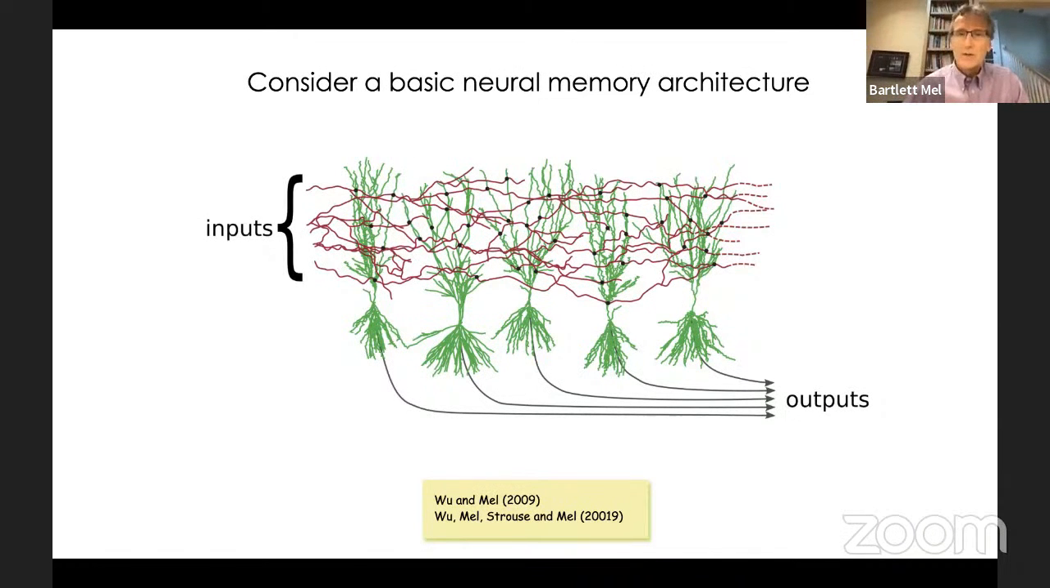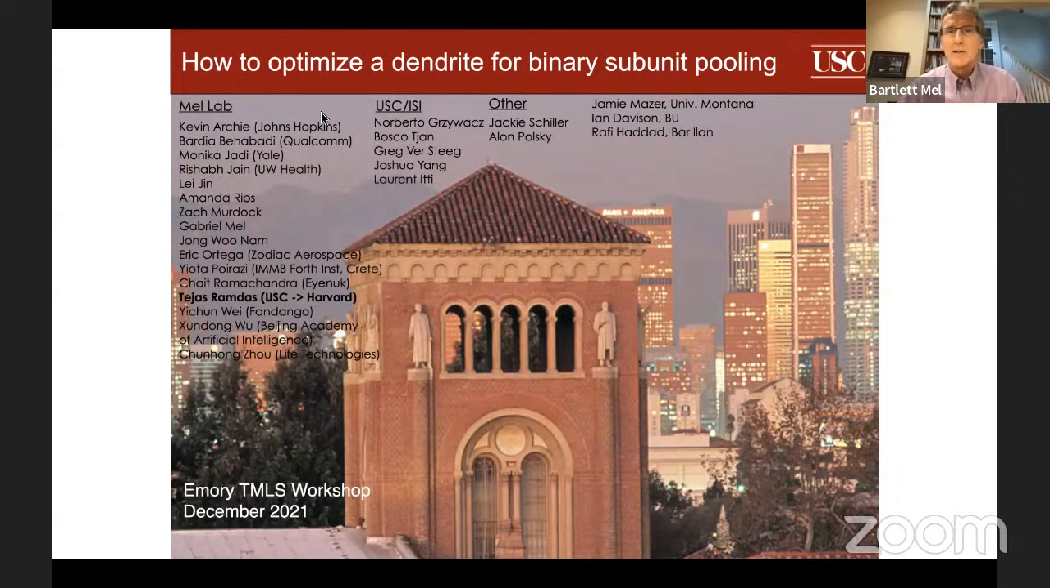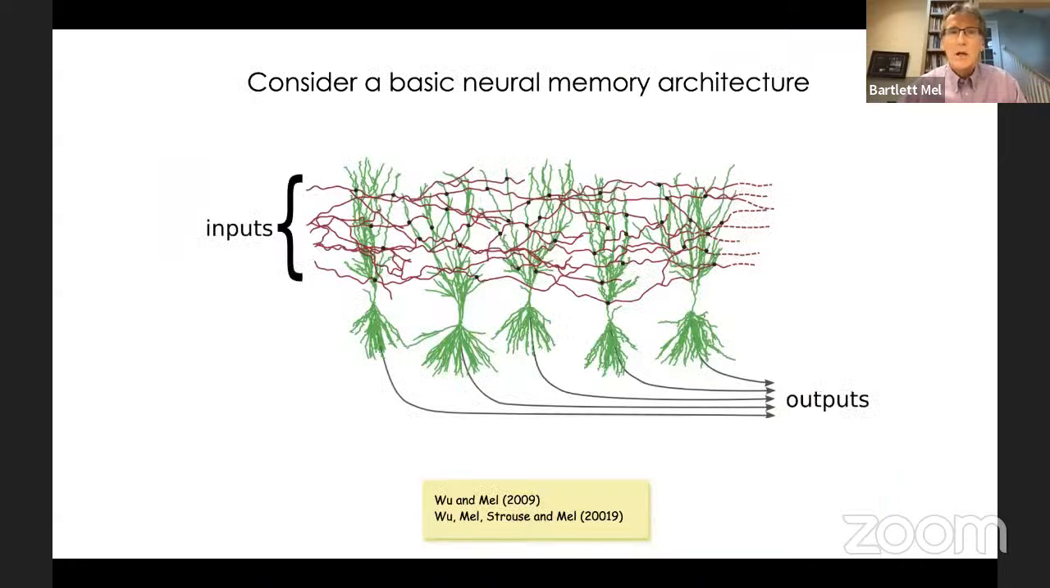Let me go back to my title, How to Optimize a Dendrite for Binary Subunit Pooling. So what is binary subunit pooling? To talk about that, I'm going to spend a couple minutes talking about a problem that we looked at previously in earlier work that motivated this. This is a picture of a basic neural memory structure, kind of an old-fashioned one. You have inputs coming in, these axons coming in from the side, making contact onto the dendrites of a population of neurons and making synapses here and there on those neurons.